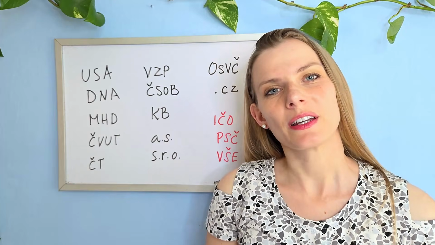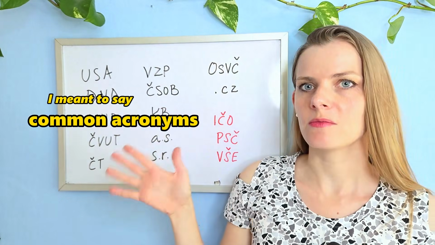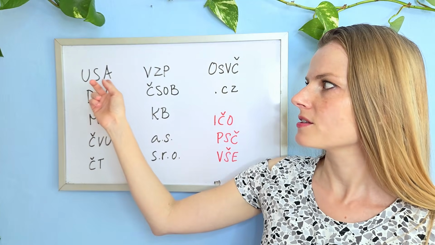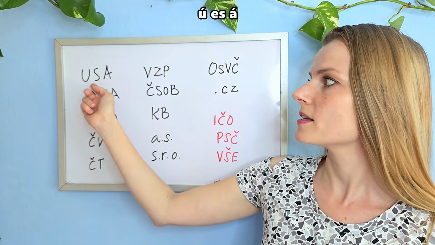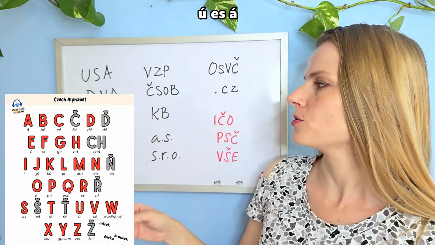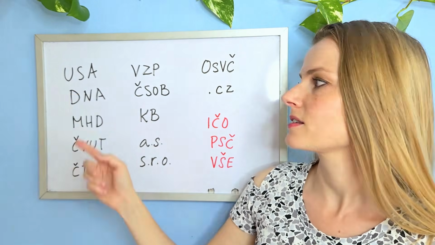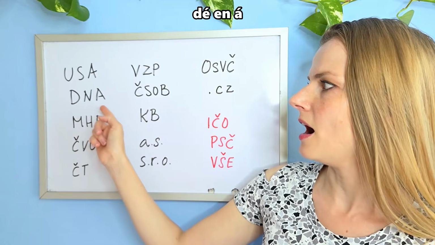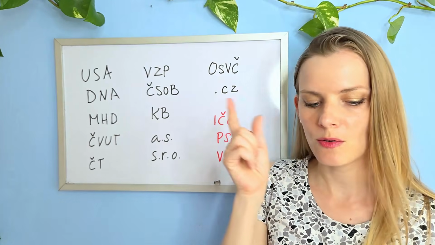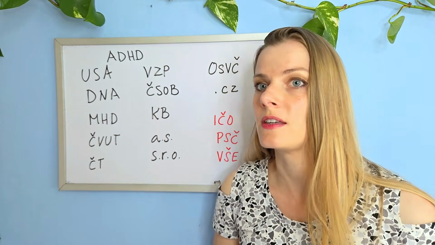And now you're going to learn a little bit about the Czech culture. These are the common abbreviations, some of them you know, and we are going to read them together. USA in Czech is called USA. We use those letters of the alphabet that I presented to you. DNA in Czech is DNA. Quickly, DNA. I also forgot to add ADHD, attention deficit hyperactivity disorder.